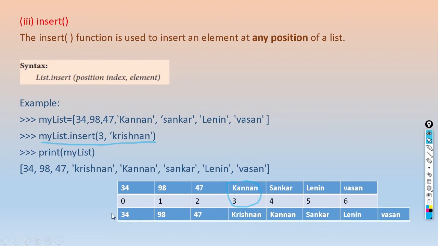So if you see how it has been inserted. First three integers are present at the same index position. Now Krishnan has been inserted at the third index, and Kannan moved to index position 4, Shankar 5, and Lenin 6, and Vasan takes the index position 7. So this is how we can insert an element at the desired position or at any position you want. In that case we specify the index value as well as the value to be inserted.